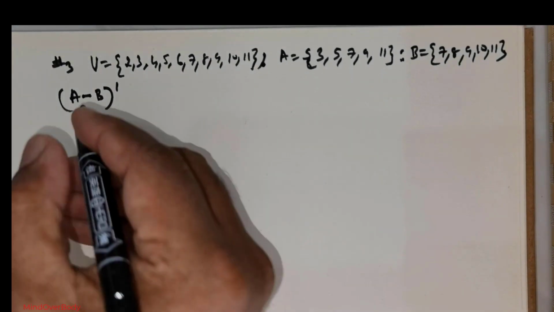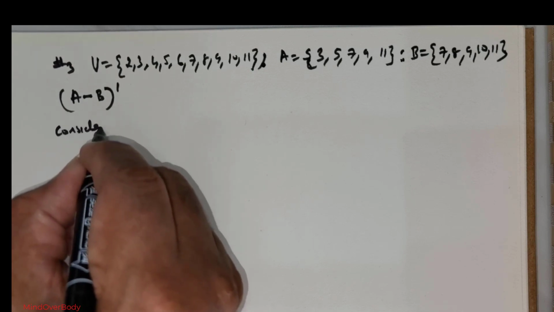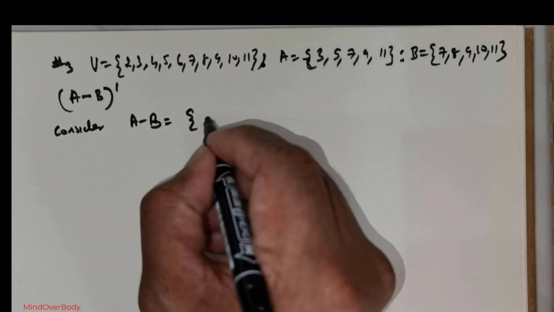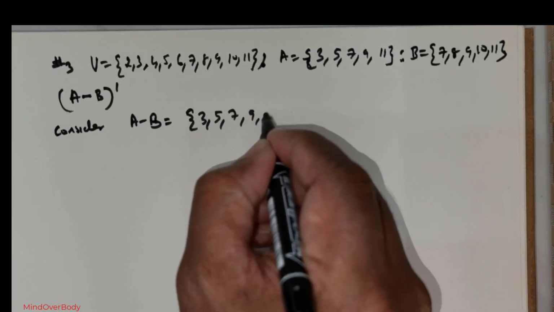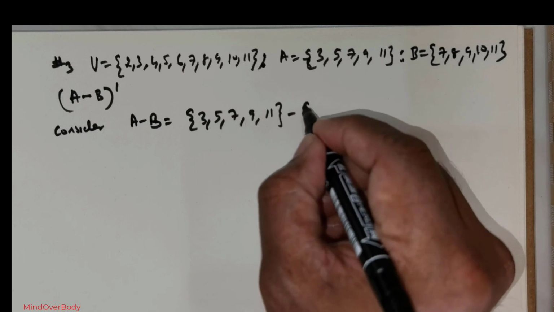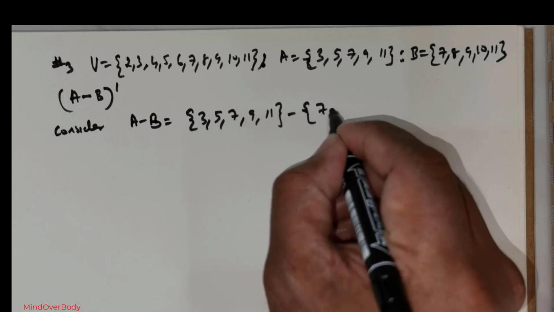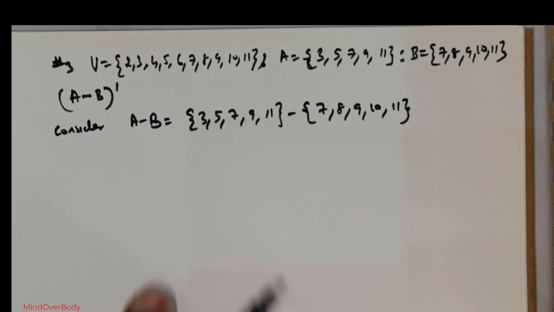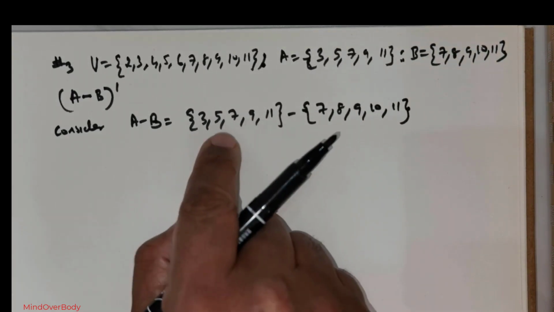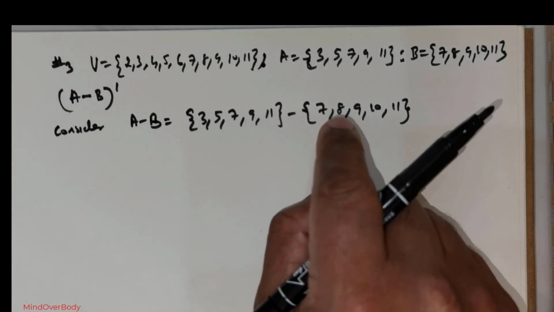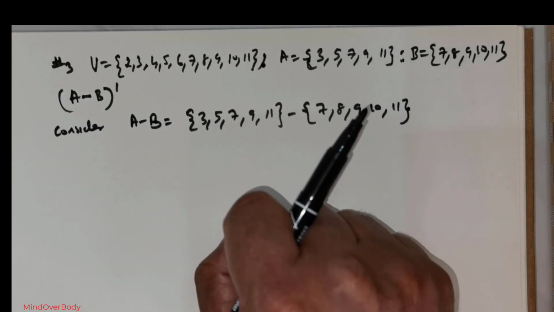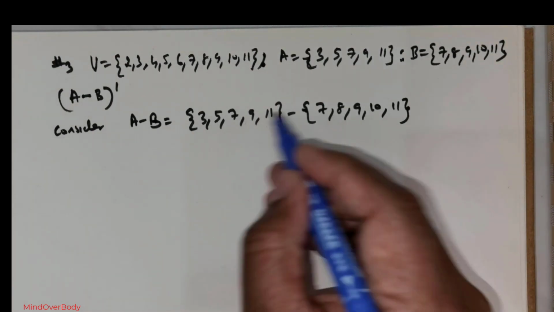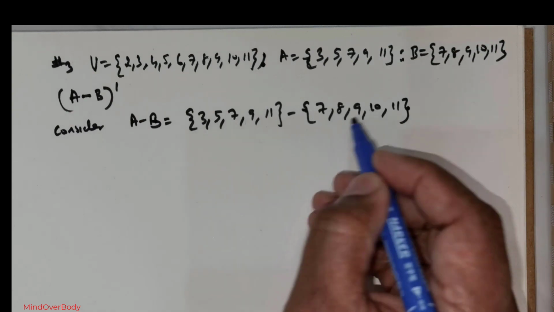Okay, now first let me start off like this. Consider A difference B. So write down the set A, which is 3, 5, 7, 9, 11, minus B, which is 7, 8, 9, 10 and 11, right? When you state A difference B, it means from A you remove everything that has the elements of B. So I'm starting off like this. So from this, remove everything that B has.